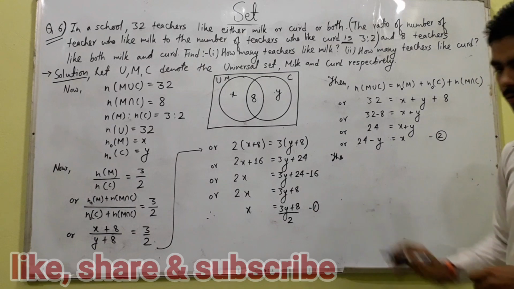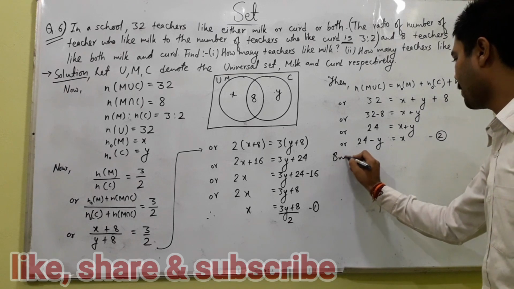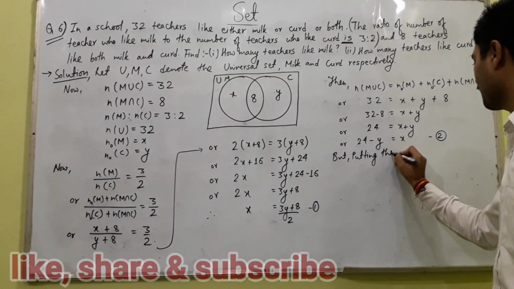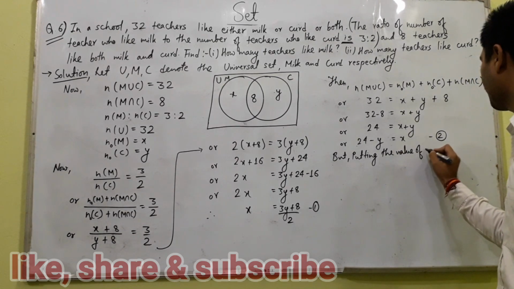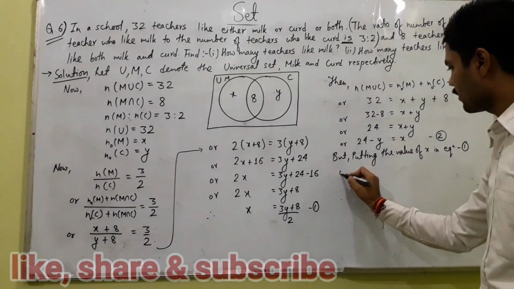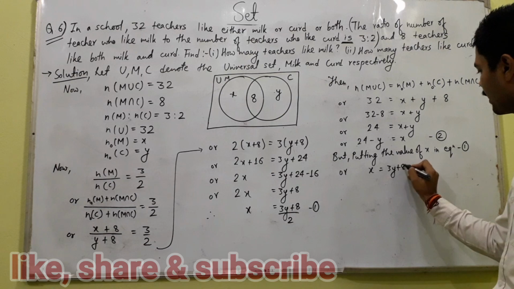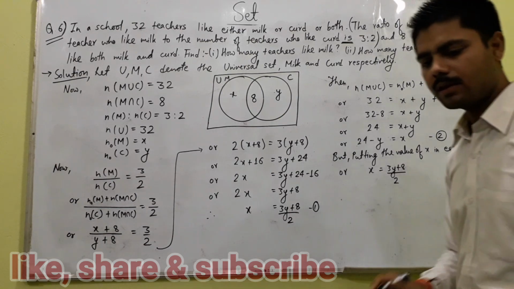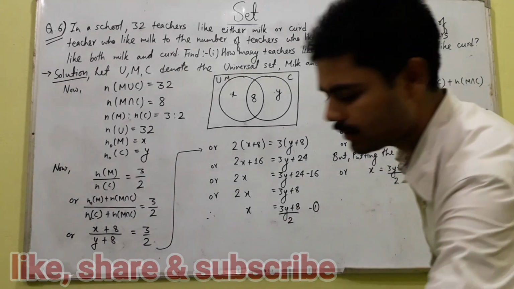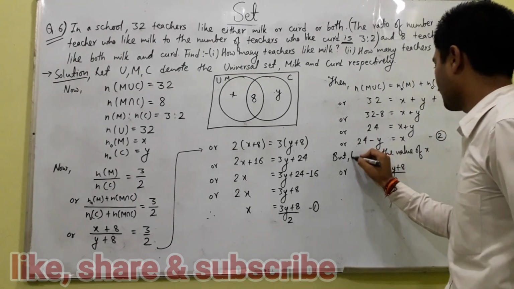Then also, you can write, putting the value of x in equation 1. From equation 1, x is equal to 3y plus 8 upon 2, or you can say equating the values of x. Rather than saying putting, you can say equating the value of x.